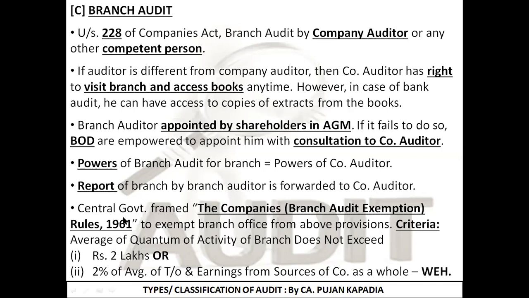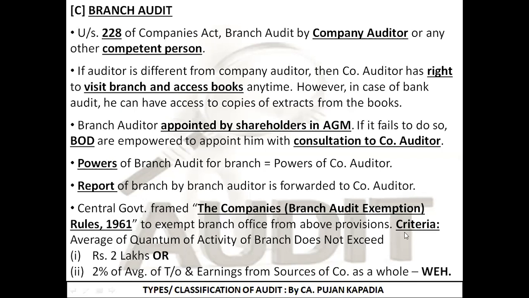And the last point is that the central government has framed the Company's Branch Audit Exemption Rules, 1961, to exempt branch offices from the above provisions. So there are certain exemptions allowed by the central government, that you are not required to comply with all the points that are written above.